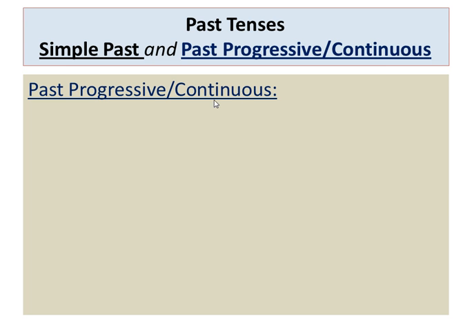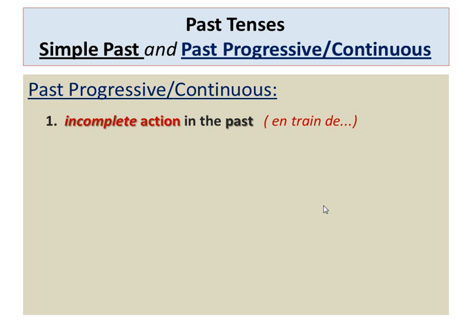It has the word progressive and continuous in it, and basically at this point you should know that means an incomplete action. Continuous means it's not finished. And in this case, we're talking about past tenses, so incomplete action in the past. In French, en train de faire quelque chose, so incomplete.